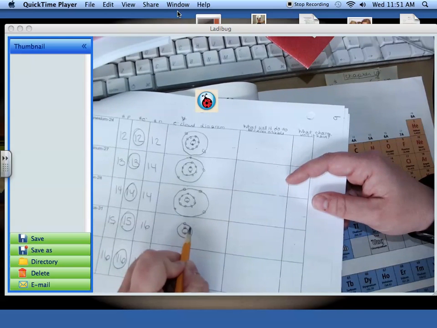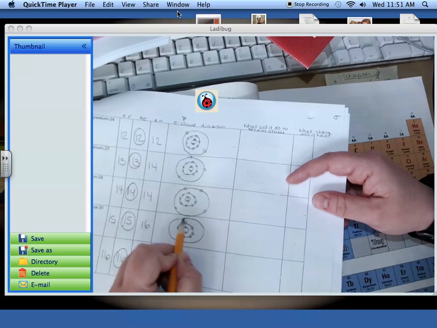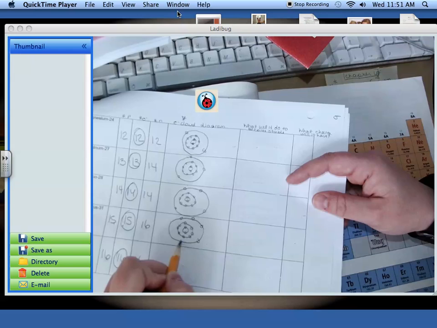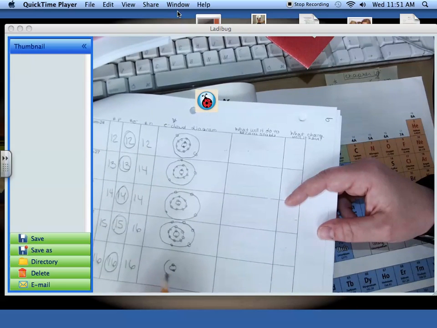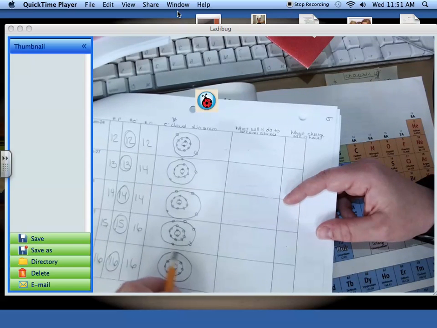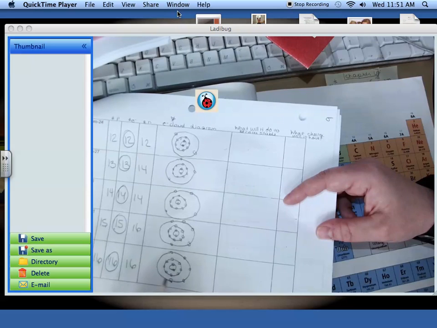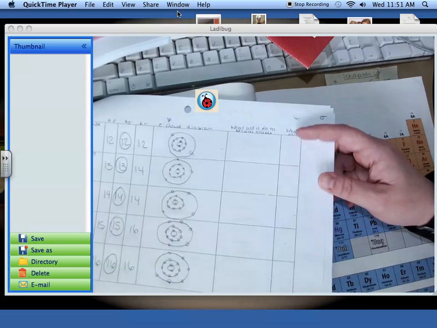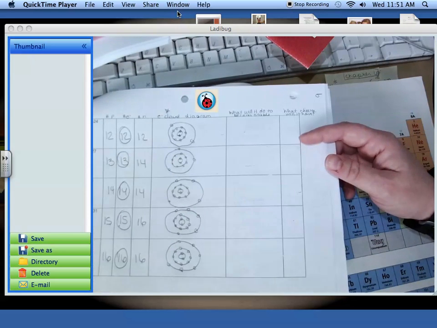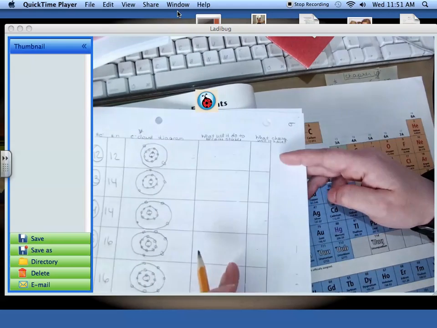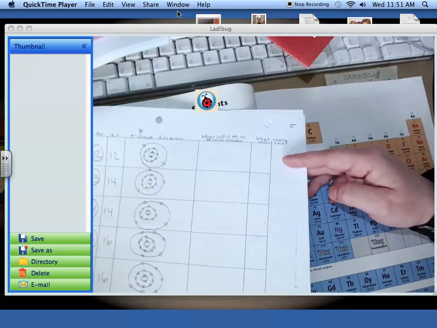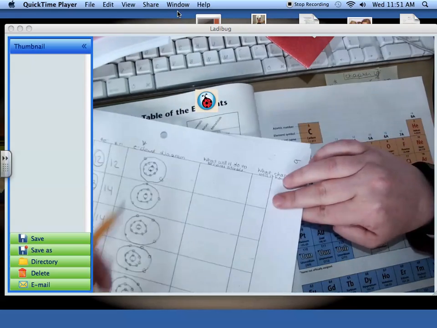Phosphorus, 2 in the first, 8 in the second, 5 in the third for 15. Sulfur, 2, 8, 6 for 16. All right, so now you've seen that those are the answers. I would take a minute and I would pause the video and I would try to fill in this column. Then unpause the video when you're done to check your answers.